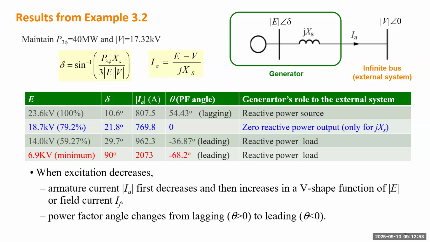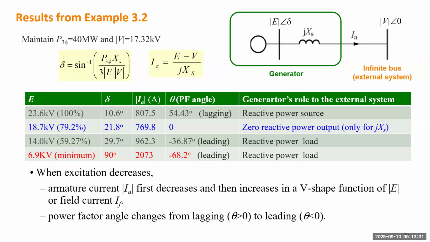All right, let's continue on the modeling for round rotor generator. And this is the table we showed at the end of the class on Monday. We utilize this example to change the excitation voltage, which is the internal electromotive force, EMF. By changing the magnitude, you see the power angle, which is the delta between the generator and the infinity bus, will change. Current also changes, and power factor will change.